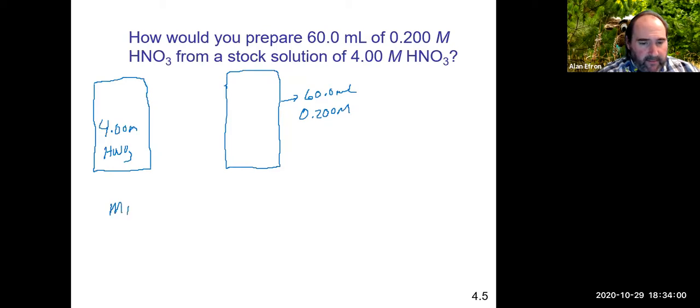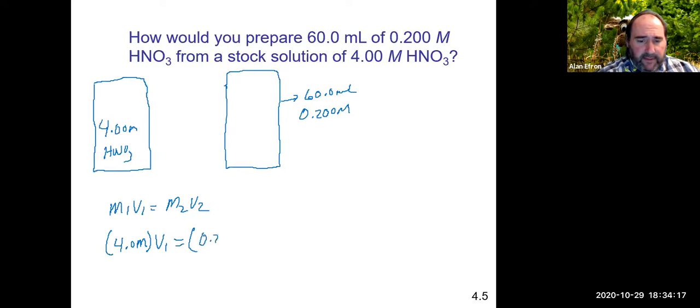We could do our M1 V1 equals M2 V2. In this case, M1 is our 4 molar, usually the more concentrated one. V1 we don't have. We want to keep our two other numbers together.